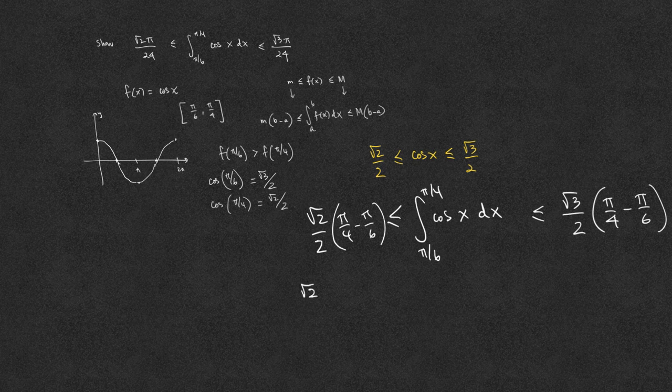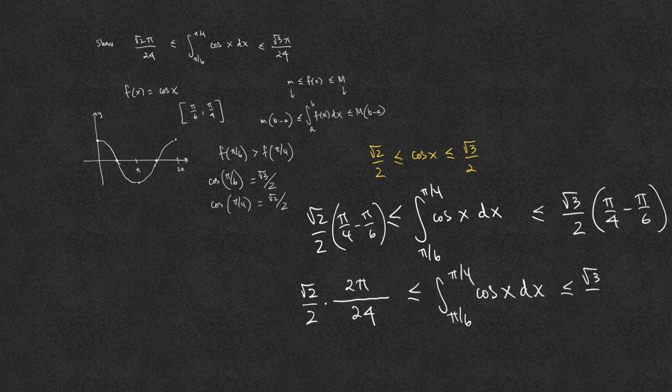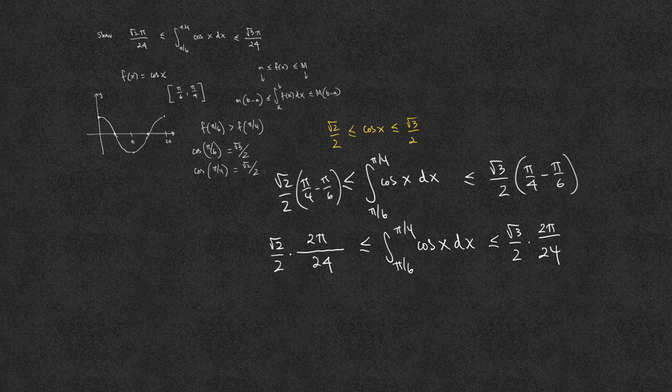Simplifying this, we have root 2 over 2 times, the common denominator is 24. In the numerator, we have 6 pi minus 4 pi, which is 2 pi. And this is less than or equal to the integral from pi over 6 to pi over 4 of cosine of x dx. We're not doing anything to this integral. And then we simplify the last part, which is also 2 pi over 24. Simplifying this further, we see that 2 and 2 cancel out.